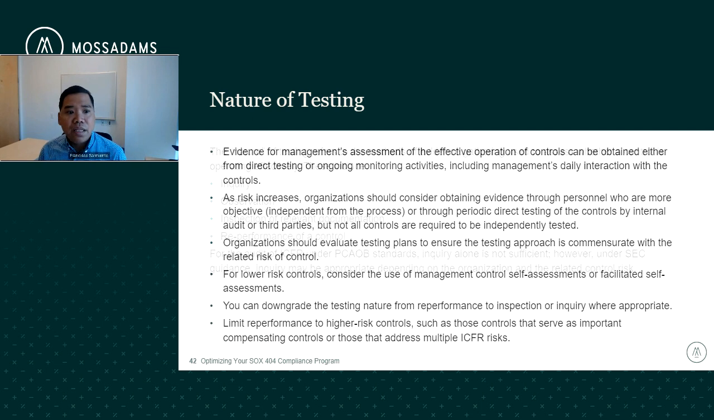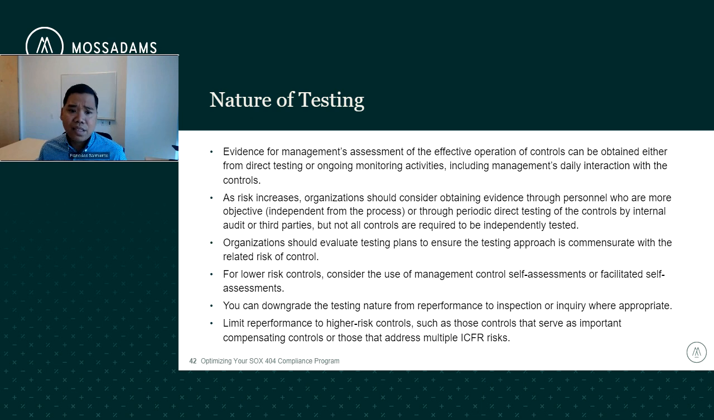Okay, so the evidence for management assessment of the effective operation of controls can either be through direct testing or ongoing monitoring activities. Ongoing monitoring activities are allowed under the SEC guidance, including management's daily interaction with the controls. For more mature companies, I've seen that larger organizations don't do testing, they only do self-assessment, wherein the control owners will attest to the operation of the control. Obviously, under that method, the internal audit does not perform any independent testing. They just rely on that assessment. An external auditor cannot rely on that. They have to do their own independent testing for all of their own key controls.